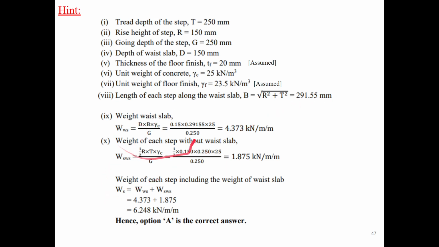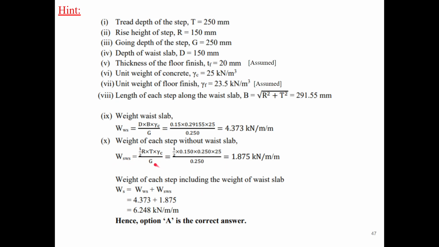As we discussed in the last problem also, we just have to calculate the weight of waist slab and the weight of each step without waist slab. The weight of waist slab is D into B into gamma C by G. Substituting the values, 0.15 into 0.29155 into 25 by 0.250, that comes out to be 4.373 kilonewton per meter per meter. Then the weight of each step without waist slab, WSWS.